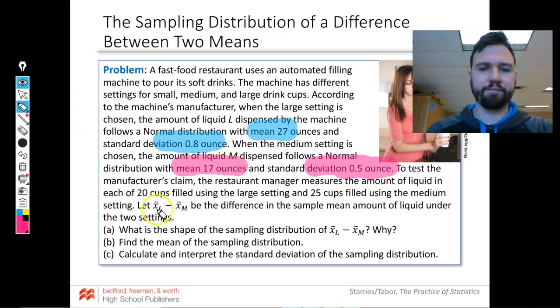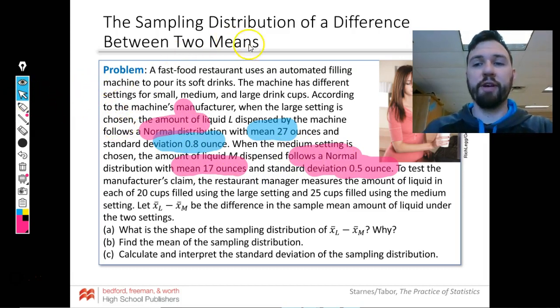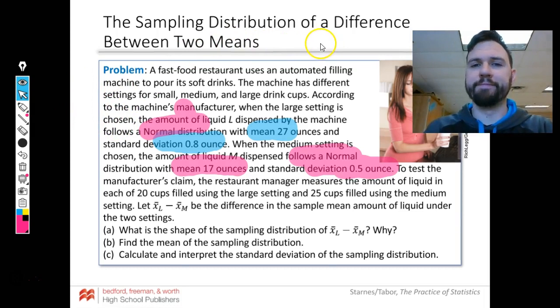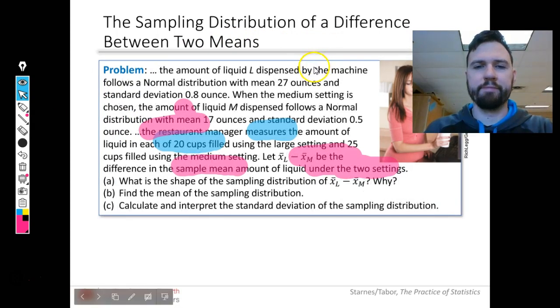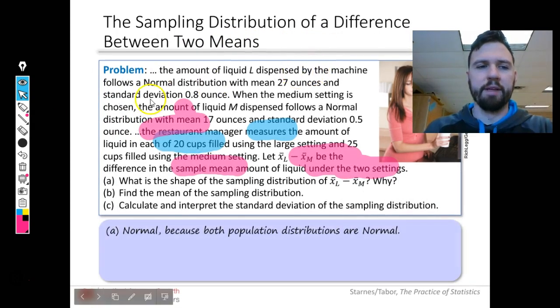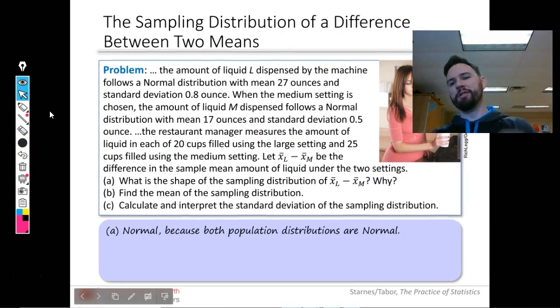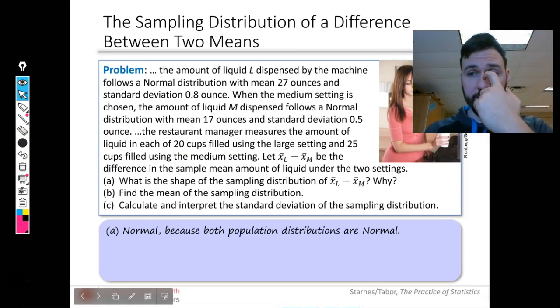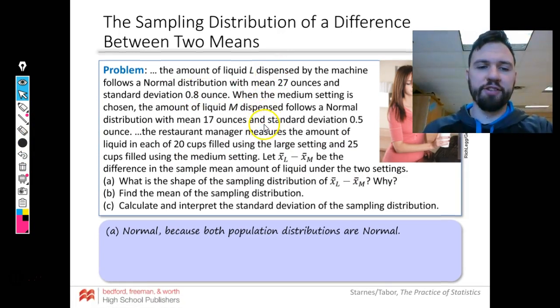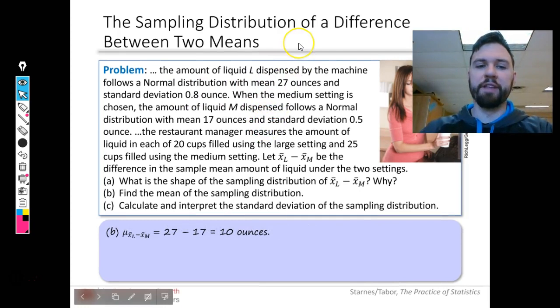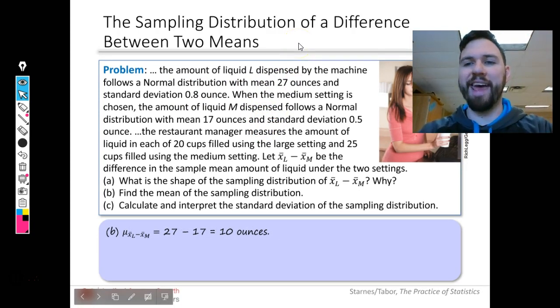Alright? So let's see, this was normally distributed, normal distribution. Okay, good. Alright, let's do this. So what's the shape going to be? Good question. I'm happy y'all asked. The shape's going to be normal because both populations are normal. Yes, easy one. What's the mean going to be? Well, y'all should know you should subtract them. The mean's going to be 27 minus 17, which is 10.